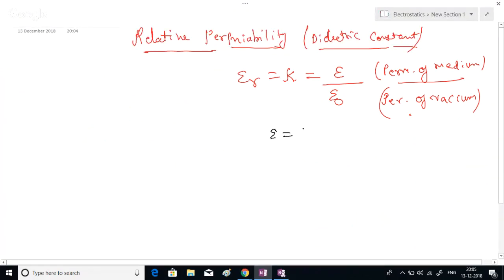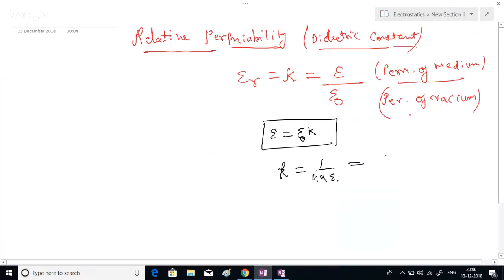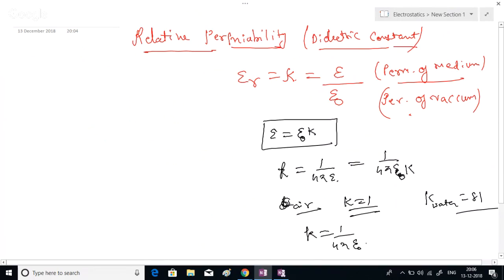Here we can say that epsilon is equal to epsilon naught into k. Small k is equal to 1 upon 4 pi epsilon, which is 1 upon 4 pi epsilon naught into capital K. For air, capital K is 1. For water, K is 81. So in air, small k is equal to 1 upon 4 pi epsilon naught only, and its value is 9 into the power 9.